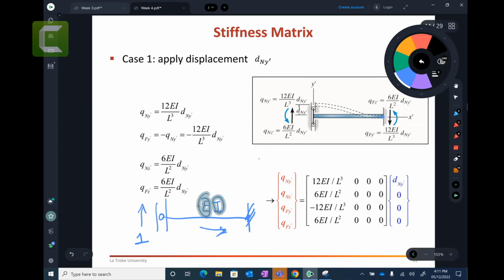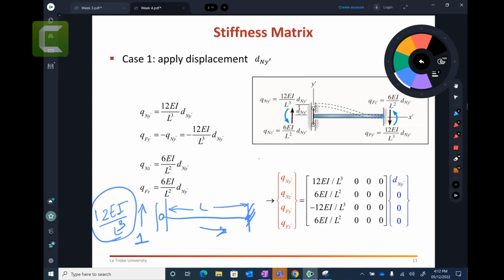So based on E and I value, the amount of force required to deform the bar would be 12 EI on L cubed. Let's say this is the length of the bar. So the amount of force required to create a unit vertical displacement is 12 EI on L cubed. There is a whole story behind this theory, how I get it, but it is based on Young's modulus, I and length, that I would have this displacement.